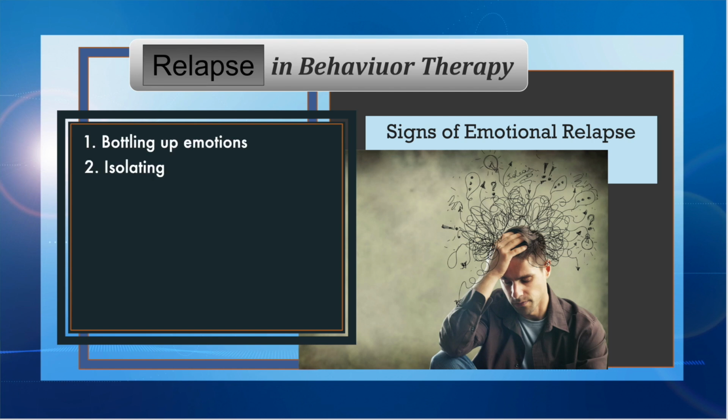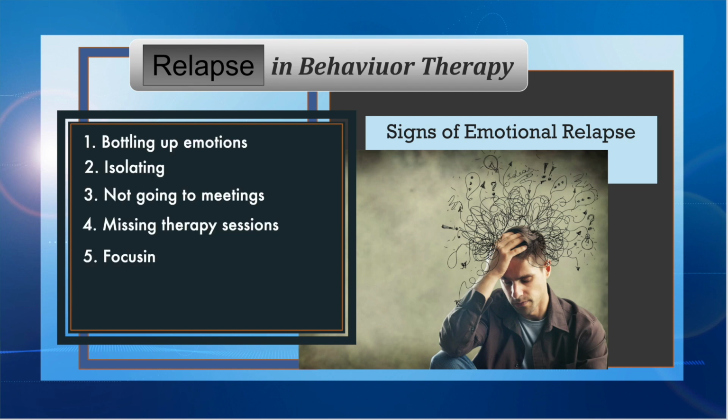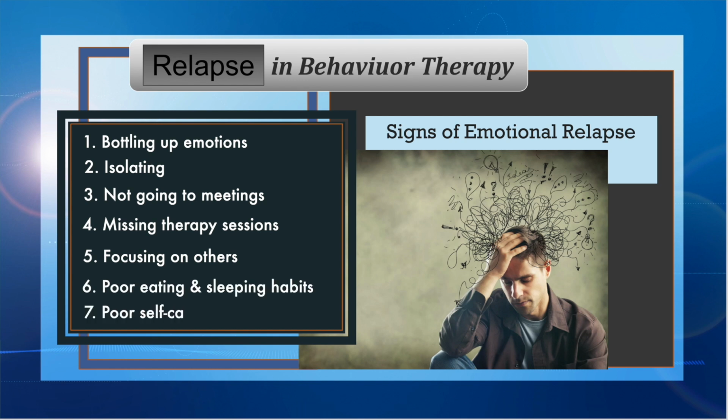Some signs of emotional relapse are bottling up emotions, isolating, not going to meetings or missing therapy sessions, going to meetings but not sharing, not being involved in the sessions, focusing on other people's problems or on how other people affect them, poor eating and sleeping habits, and poor self-care, in which self-care is broadly defined to include emotional, psychological and physical care.